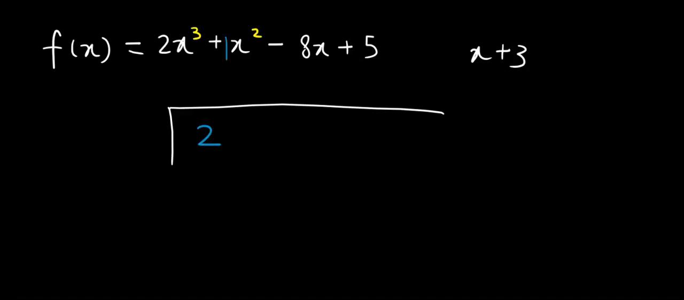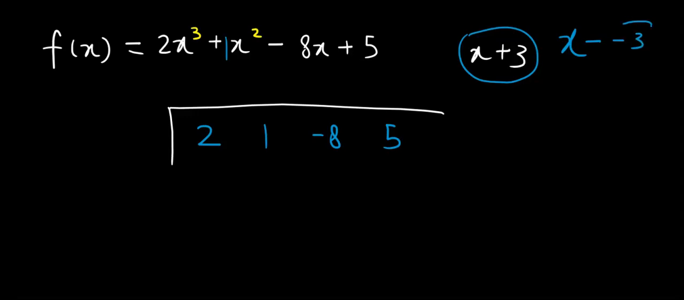And this guy is 1, 1. This guy is negative 8, and that's 5. Oh, here's the thing. It's divided by x plus 3. So you're going to write down x minus 3. And you're going to put a negative 3 here. Okay? Don't put a positive 3. Put a negative 3 there. Then you do skip and write.